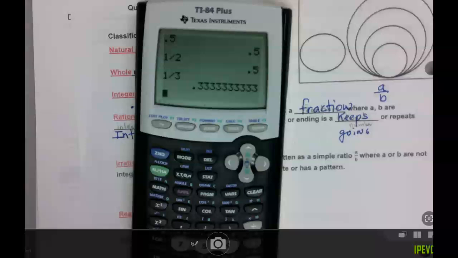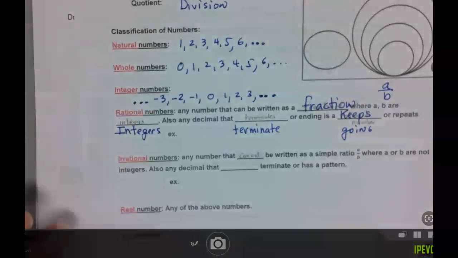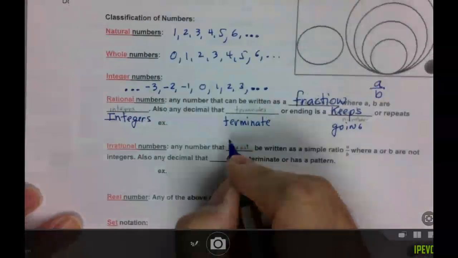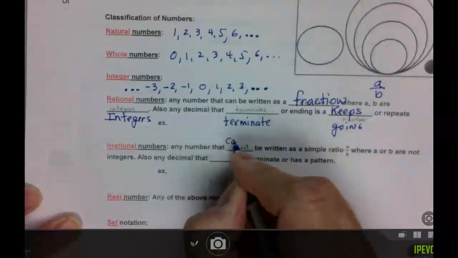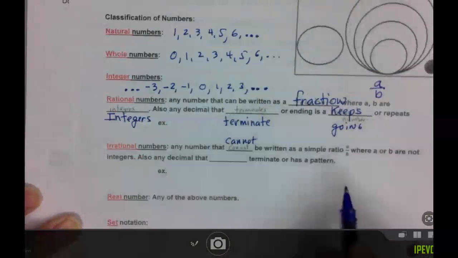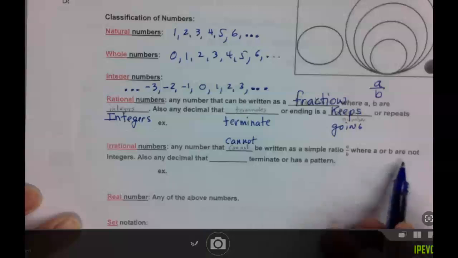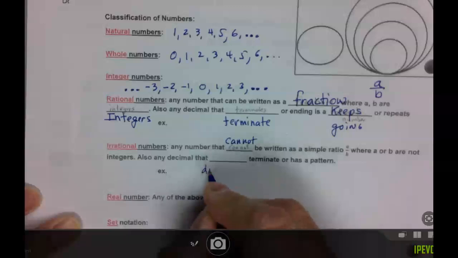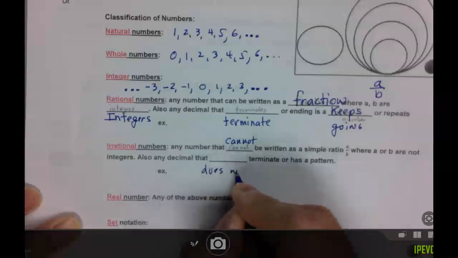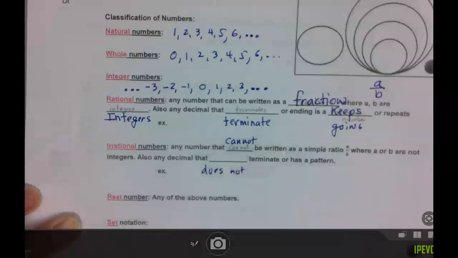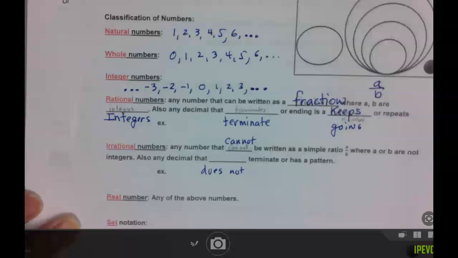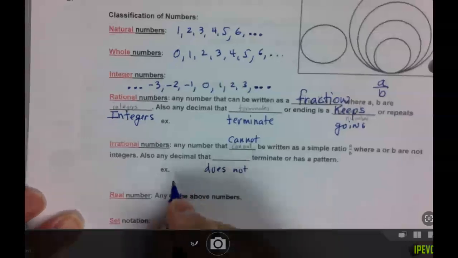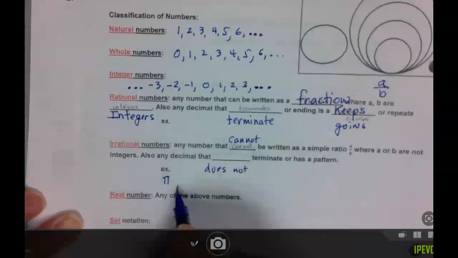Okay? All right, so an irrational number is any number that cannot be written as a ratio A over B, where A and B are integers. Also, any decimal that does not terminate or has no pattern. And the example for this one here was pi. You could also say the square root of 3.